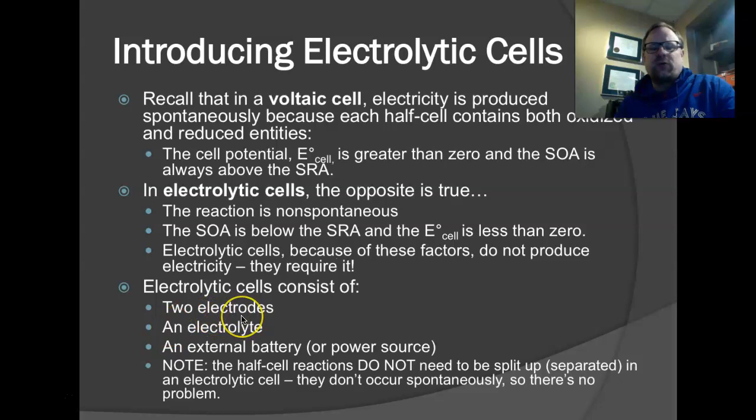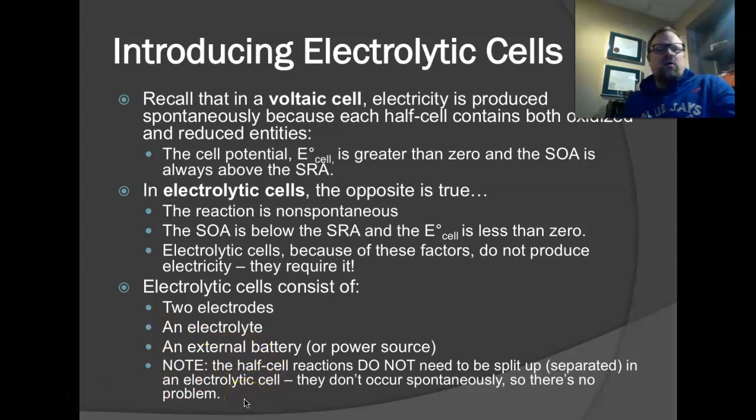So we have 2 electrodes in both of these. There's a similarity, but here's a difference. In a voltaic cell, we had 2 electrolytes: one electrolyte where the cathode was dipped into, one electrolyte where the anode was dipped into. In an electrolytic cell, we only have 1 electrolyte, and both of the electrodes are dipped into the same electrolyte. That's an important distinction. And then we talked about having the external battery.